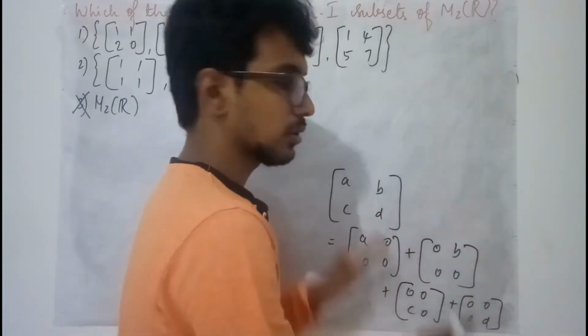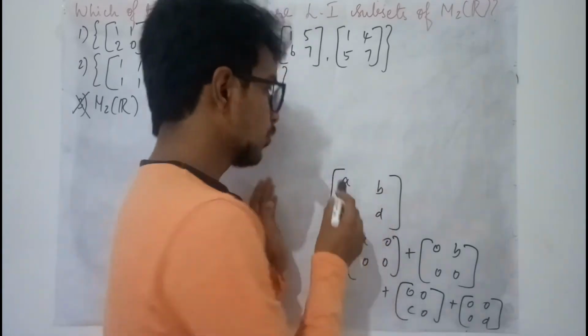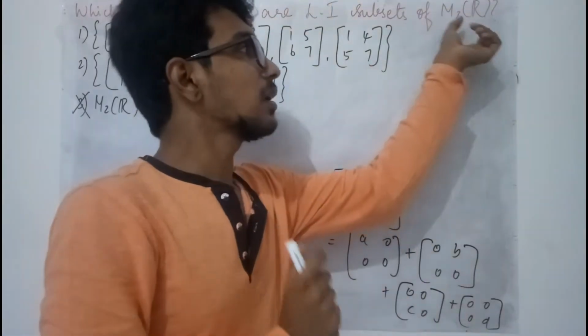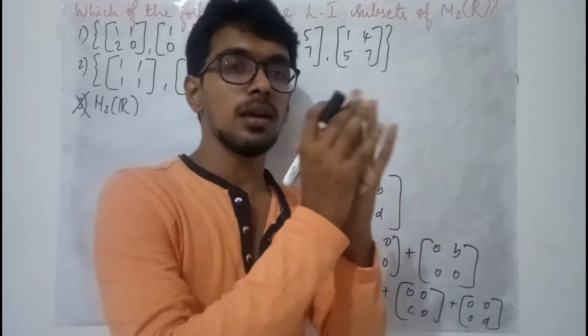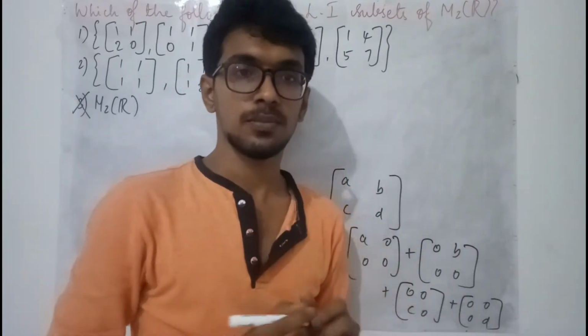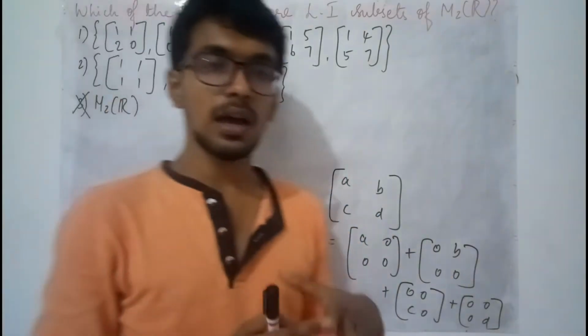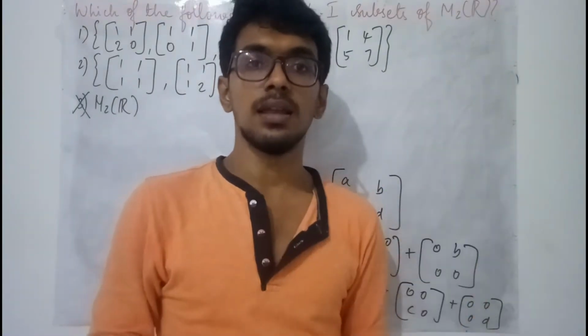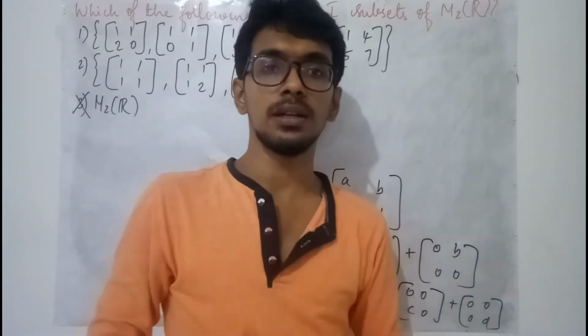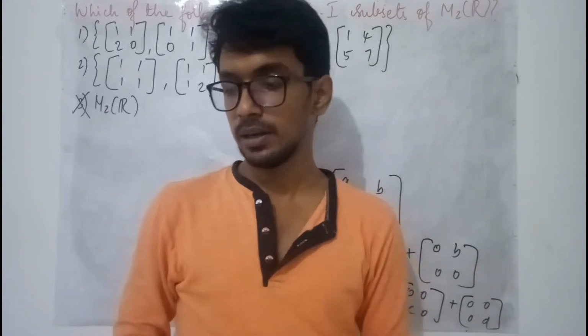When you add these 4 things, you are going to get this one, which means an element in M2(R) can be written if we know 4 values. So if you have a set consisting of more than 4 matrices, that is of course linearly dependent. That cannot be linearly independent.